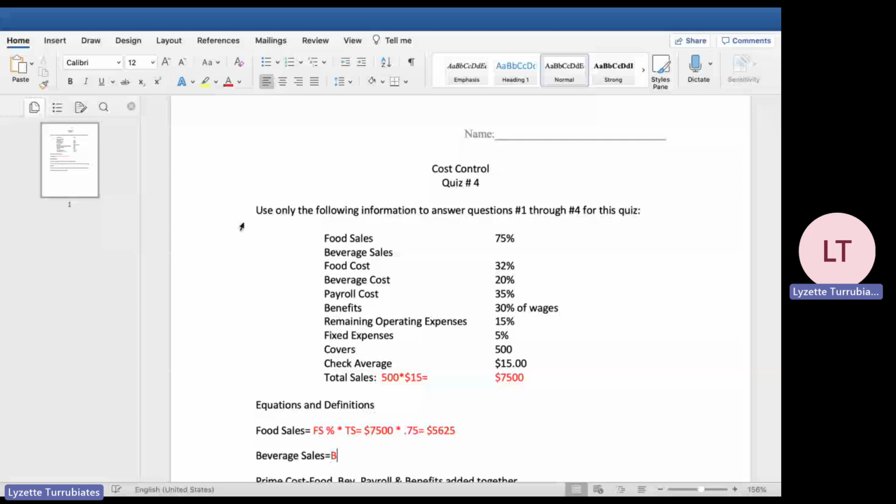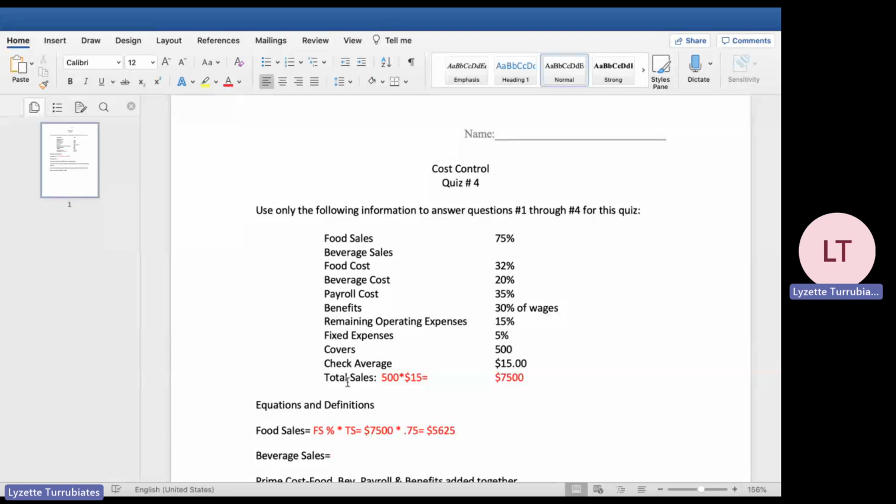Sometimes the question will ask, what is the food sales percentage, and you only have dollar amounts. If that is the case, then you're going to have to find the percentages. But in this case, we are trying to find the dollar amounts, so we multiply by total sales, which is 7,500. Oh, sorry, if we had the percentage we'd be able to do that, but we don't.